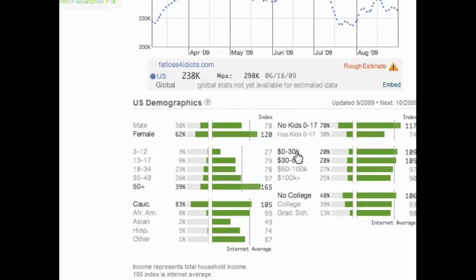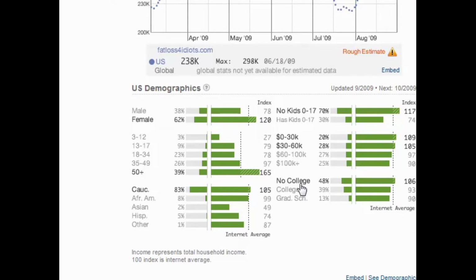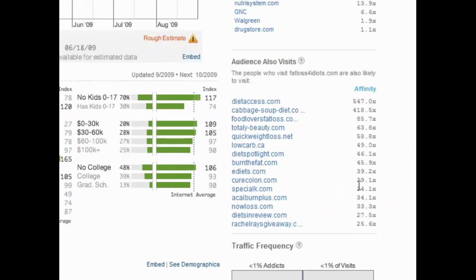So the majority of the people that go to the site are 0 to 30K or I guess 0 to 60K. That's their average earnings. The biggest category is the 30 to 60K, so medium income. Majority don't have any school. We can just use this to help get our idea of how we want to promote. Okay, and then we go down here.